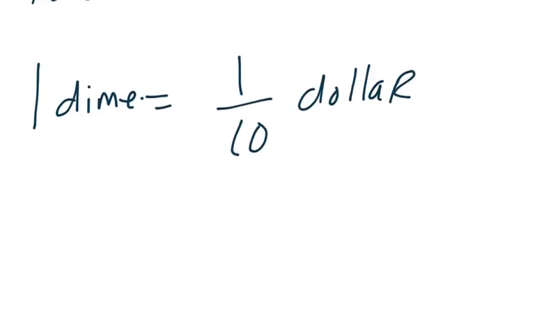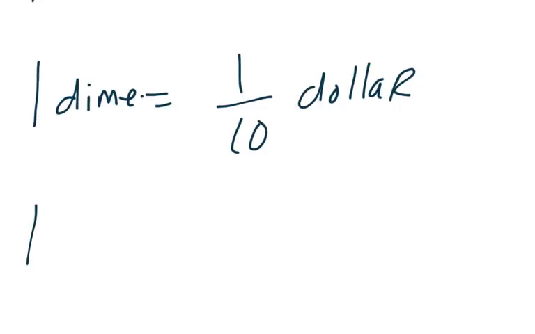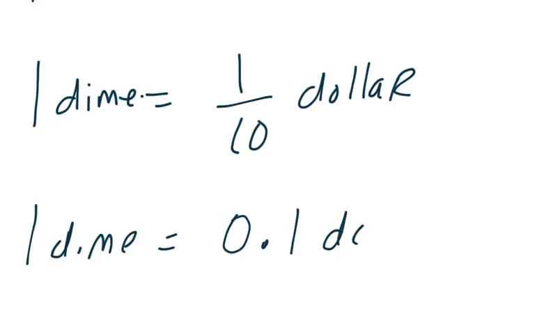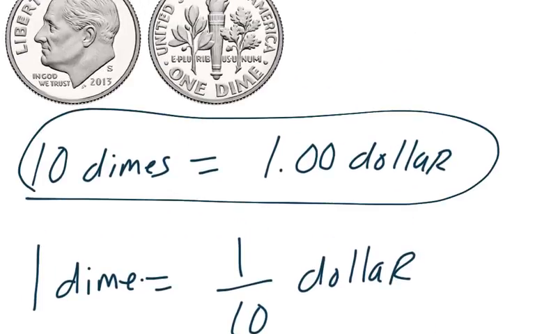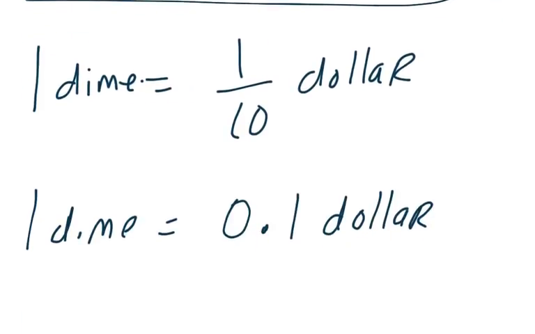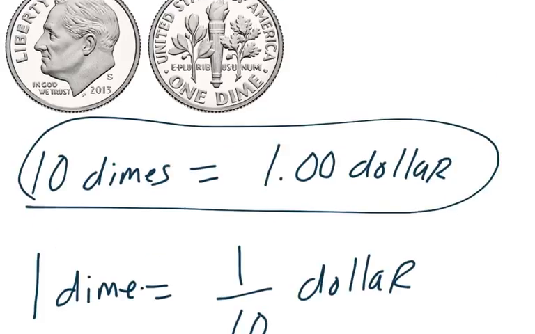Now, another way that we can write this is that one dime equals 0.1 of a dollar. Because remember, from our statement, that it takes 10 dimes to make $1. So a dime is 1/10 of a dollar, either way, and like I said, I'm going to be expecting to see this both ways.